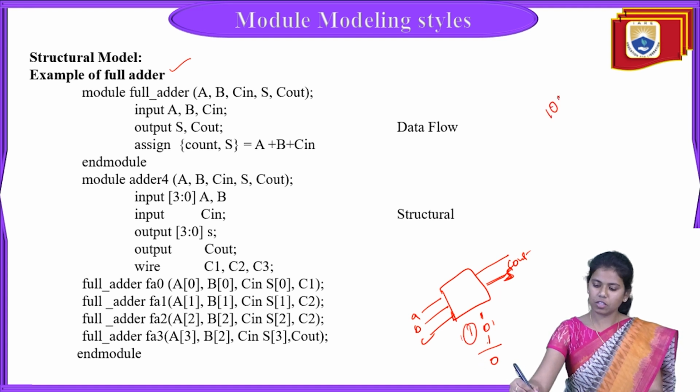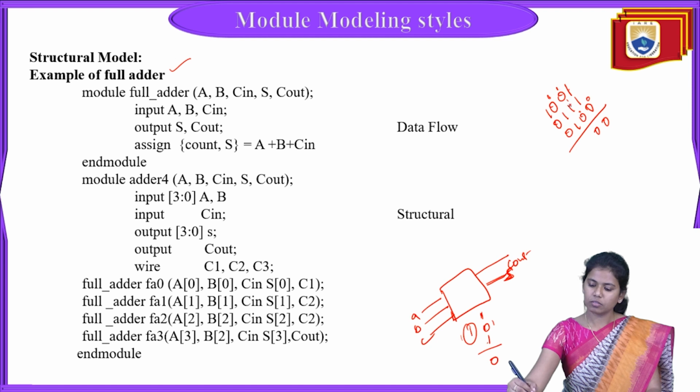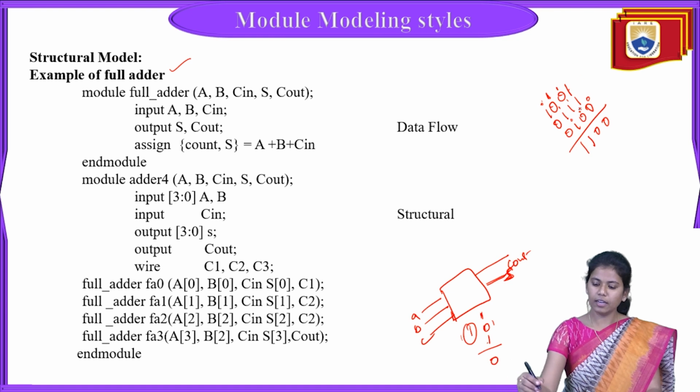For example, we'll take 1, 0, 0, 1, 0, 1, 1, 1, 0, 1, 0, 0. If you add up these two, 1 plus 1 is 0, carry 1. 0 plus 0 is 0. 1 plus 0 is 1. 1 plus 0 is 1, carry 0. 1 plus 1 is 0, carry 1. 0 plus 0 is 0. 1 plus 0 is 1. 1 plus 1 is 0, carry 1. 0 plus 1 is 1. Okay, so that means what? Here, the carry bit and the output bit.